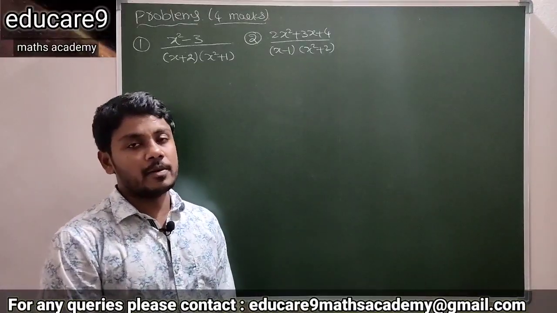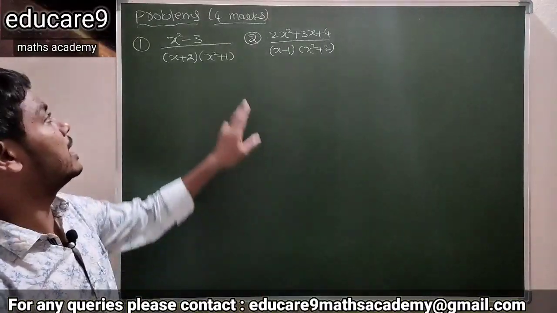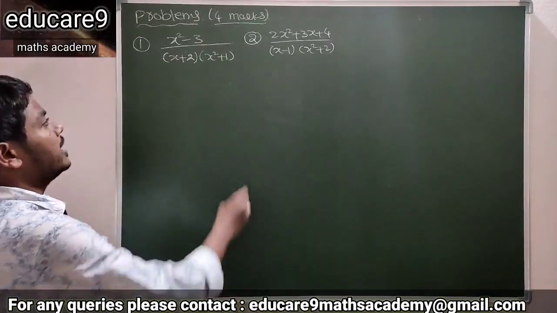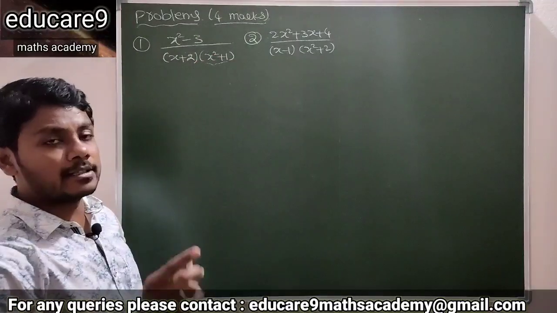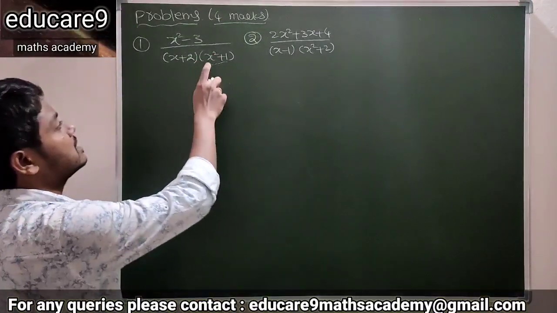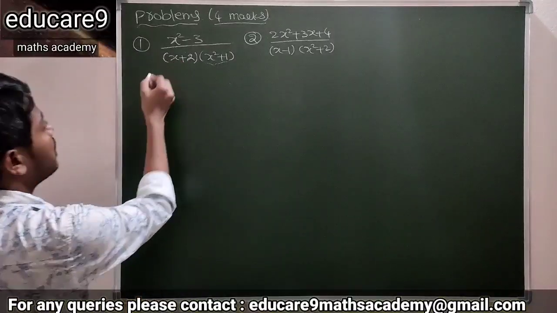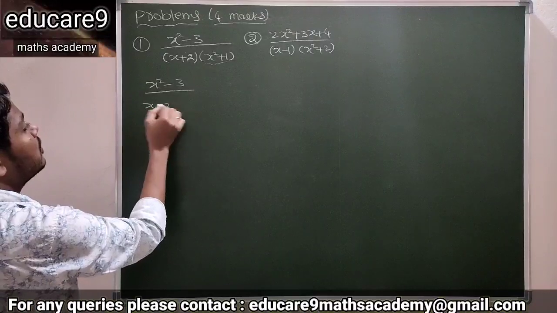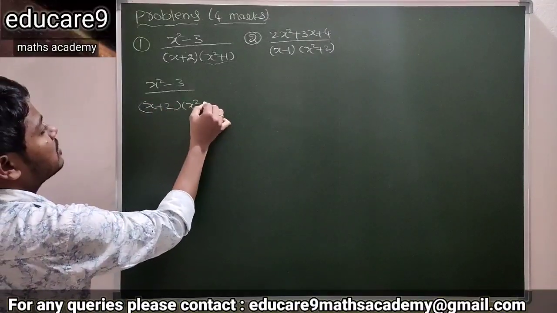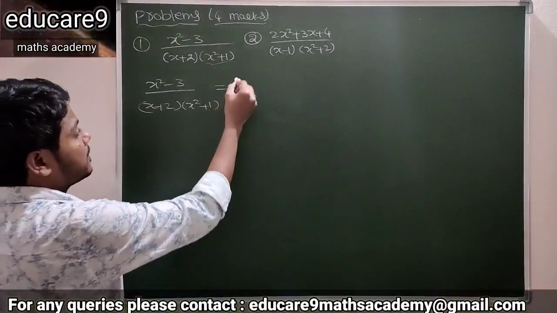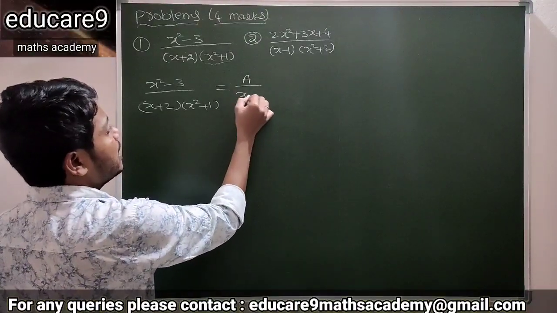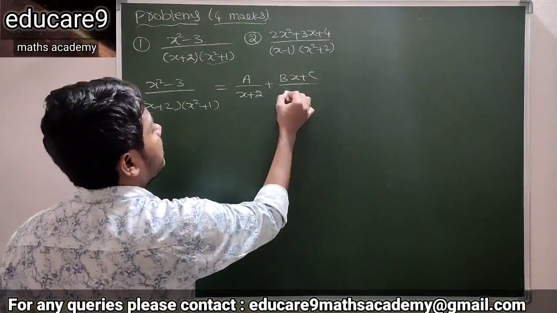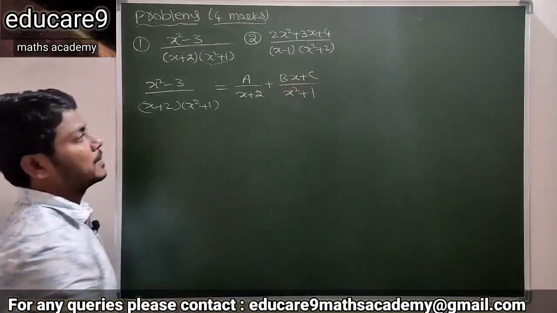So next we will discuss a few problems. So here first one, x square minus 3 by x plus 2 into x square plus 1. So clearly x square plus 1 is an irreducible polynomial. So clearly this is type 3. Now x square minus 3 by x plus 2 into x square plus 1 can be written as a by x plus 2 plus bx plus c by x square plus 1.